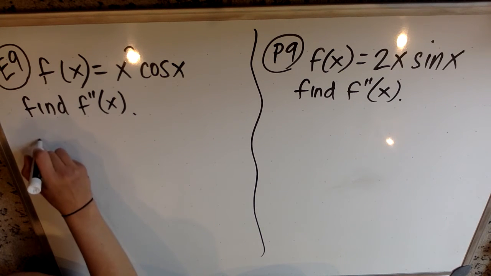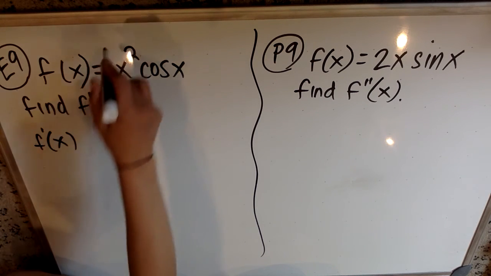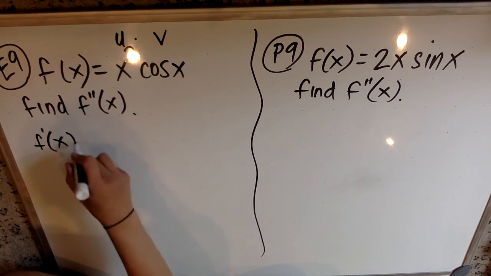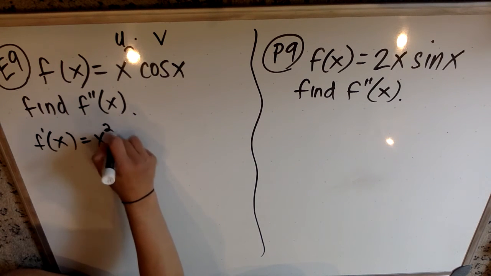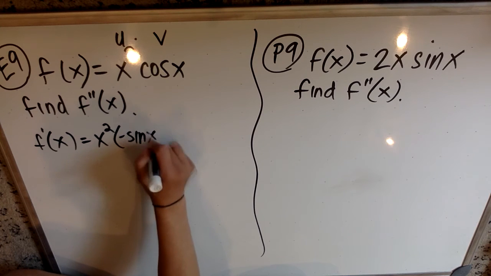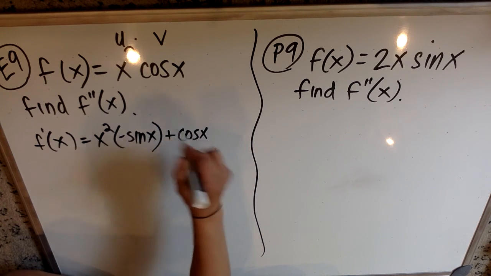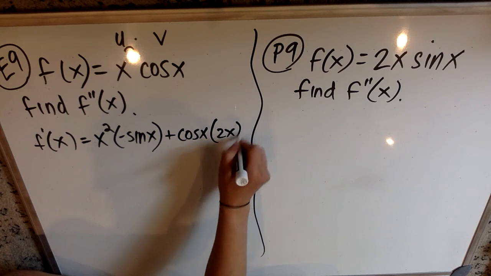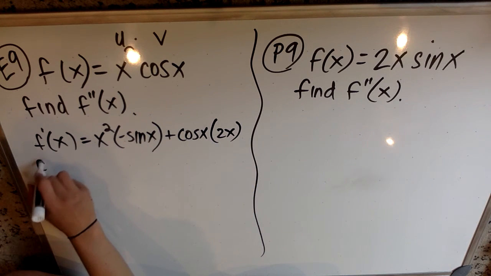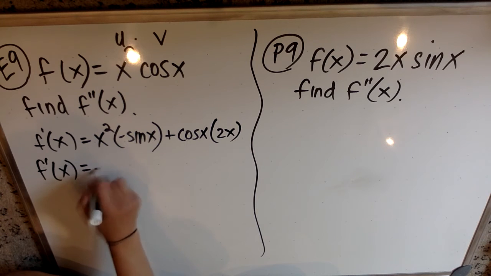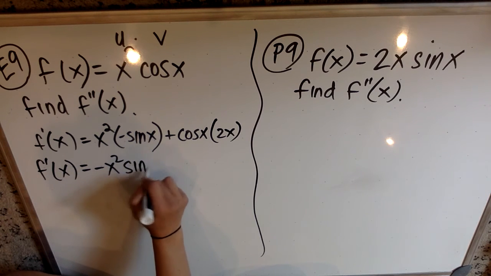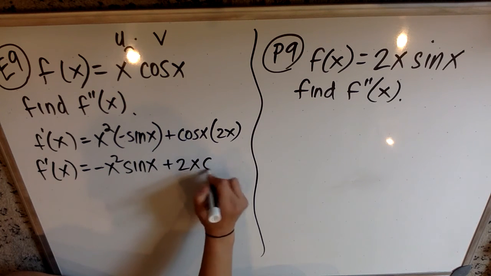So my f prime of x, this is going to be my u times v, so u dv is a negative sine, plus v, which is going to be the cosine of x, du, which is going to be a 2x. So already this is super fun, right? My f prime is a negative x squared sine of x plus a 2x cosine of x.